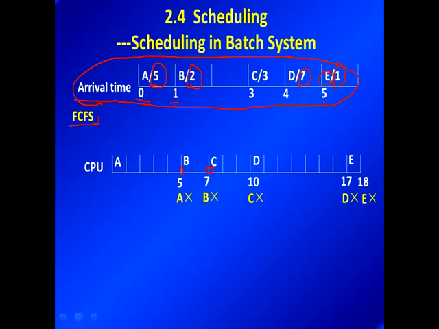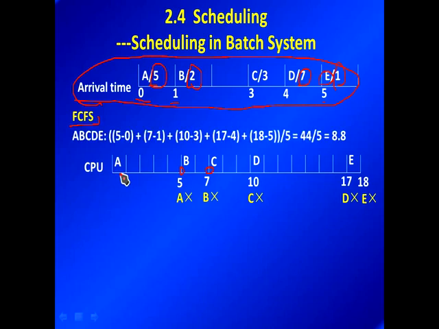For the turnaround time of job A, it submits at time 0 and finishes at time 5. So turnaround time for job A is 5 minus 0. It should be 5. But for the job B, you can see B arrives at the system at time 1 and it finishes its job at time 7. So the turnaround time for job B should be 7 minus 1.